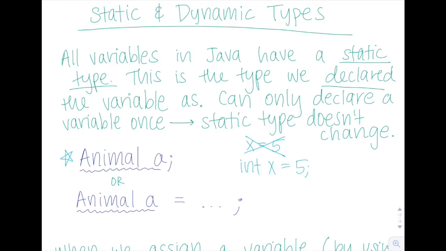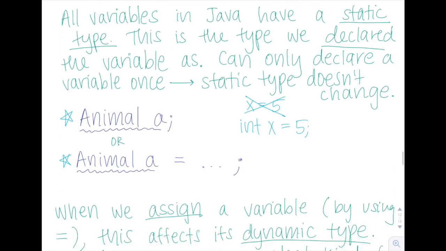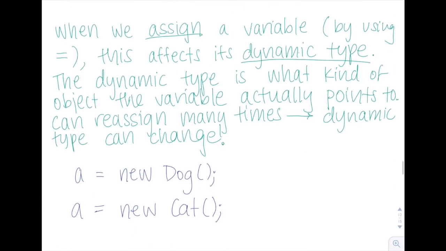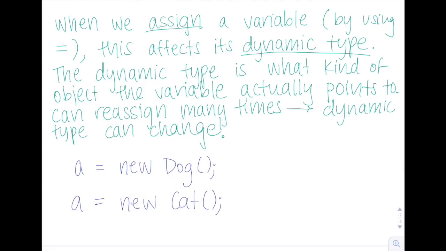Okay? So this guarantees that all variables have a static type. And furthermore, we can only declare a variable once. So the static type doesn't change throughout the entire life of this variable. And here, notice we can declare a variable on the same line that we also assign it. So this brings me to assignments. When we assign a variable by using equals, this affects its dynamic type. The dynamic type is what kind of object the variable actually points to. And we're allowed to reassign variables as many times as we want, so the dynamic type can change.